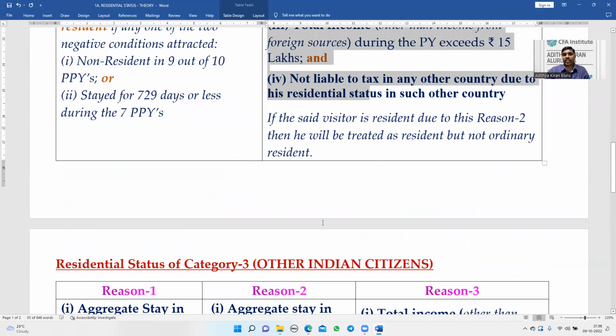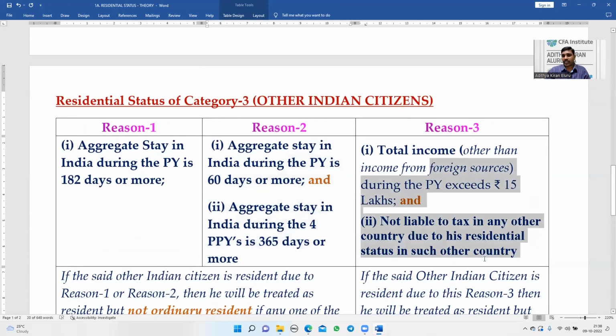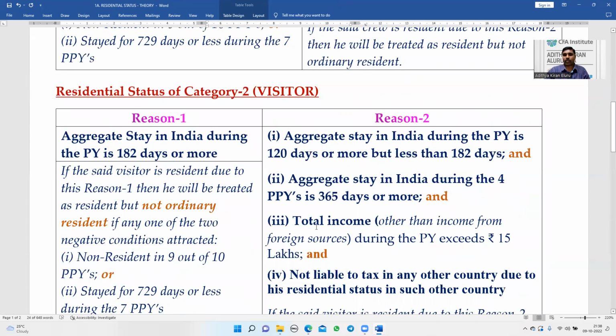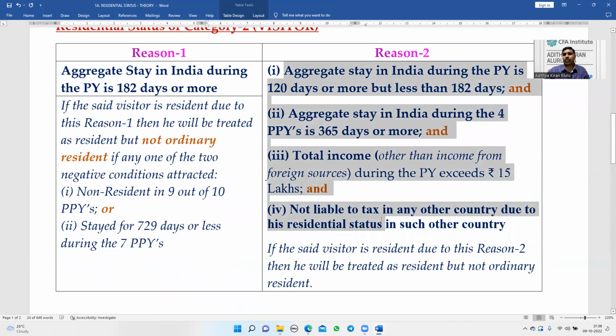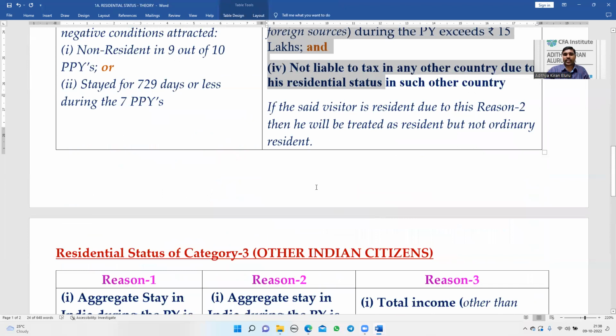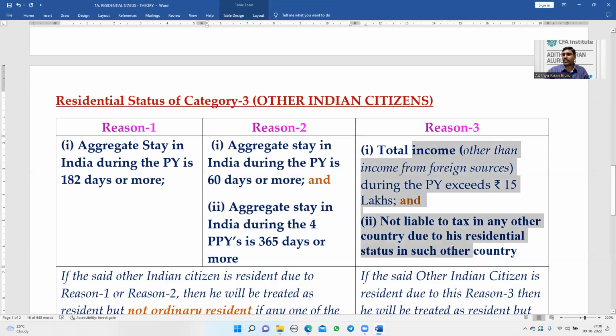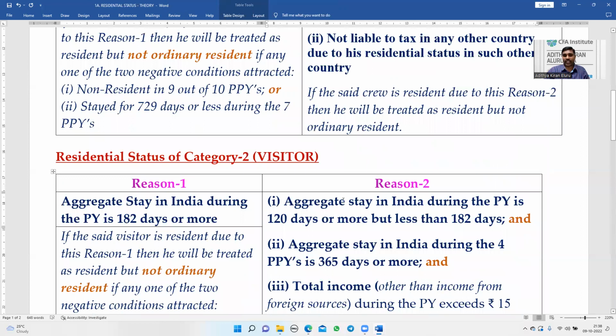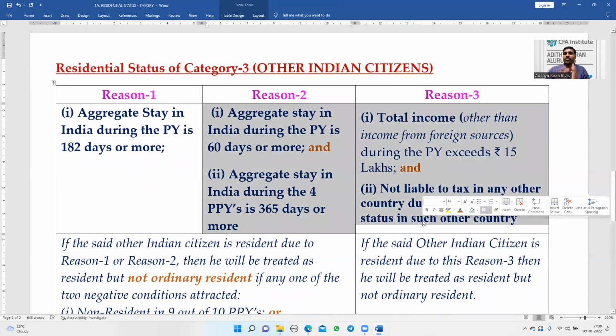But here we have divided the four conditions into two parts: either these two conditions or these two conditions. Compared to the second category, where all the four conditions must be satisfied at a time to claim the resident status, here these two conditions are separate and these two conditions are separate. And moreover, this is not 120, this is 60 only. Same conditions, instead of 120 we take 60 days, and the four conditions are divided into two parts.